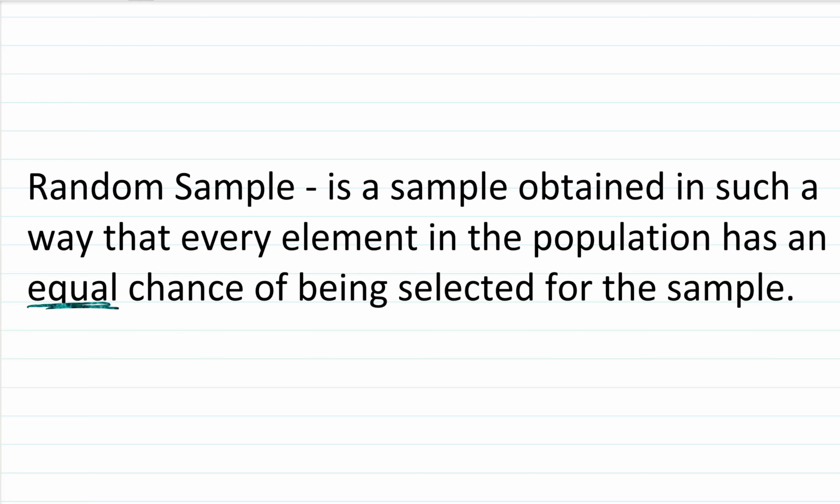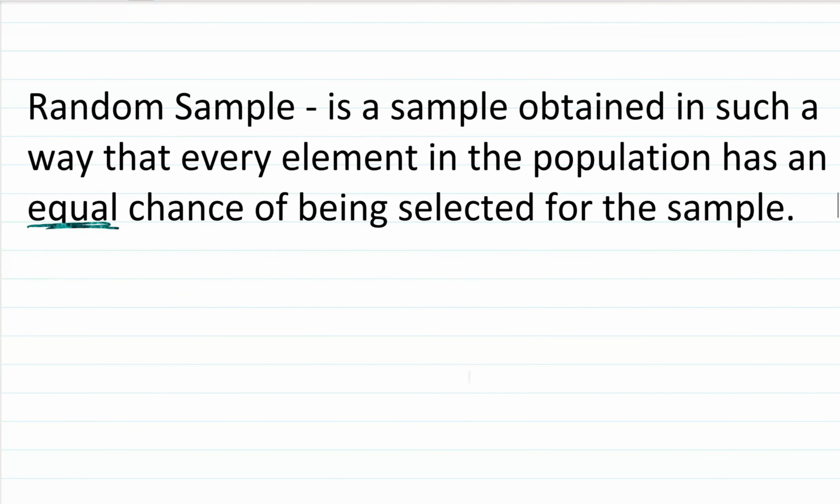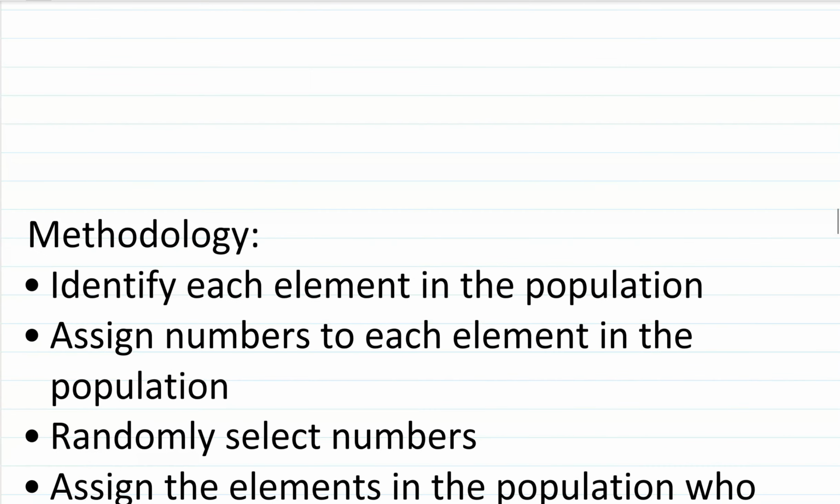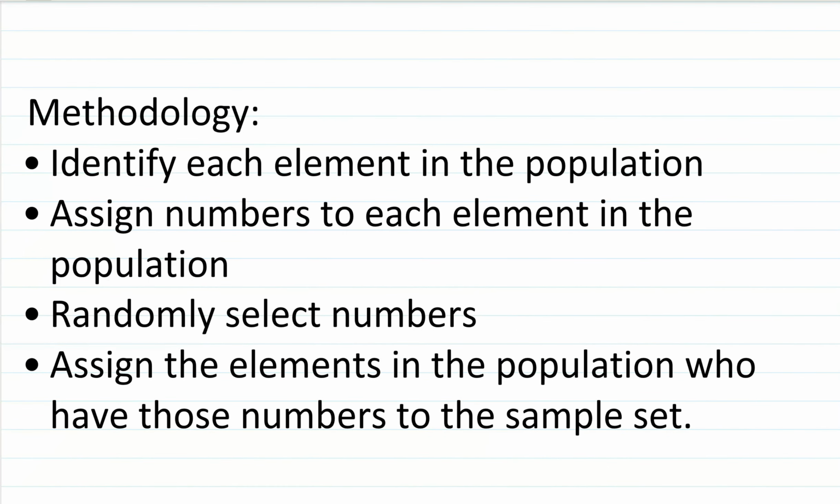Okay, so there's a methodology involved. The first thing you do is identify each element in the population. Then you assign numbers to each element in the population. Next, randomly select numbers, and then assign the elements in the population who have those numbers to the sample set.